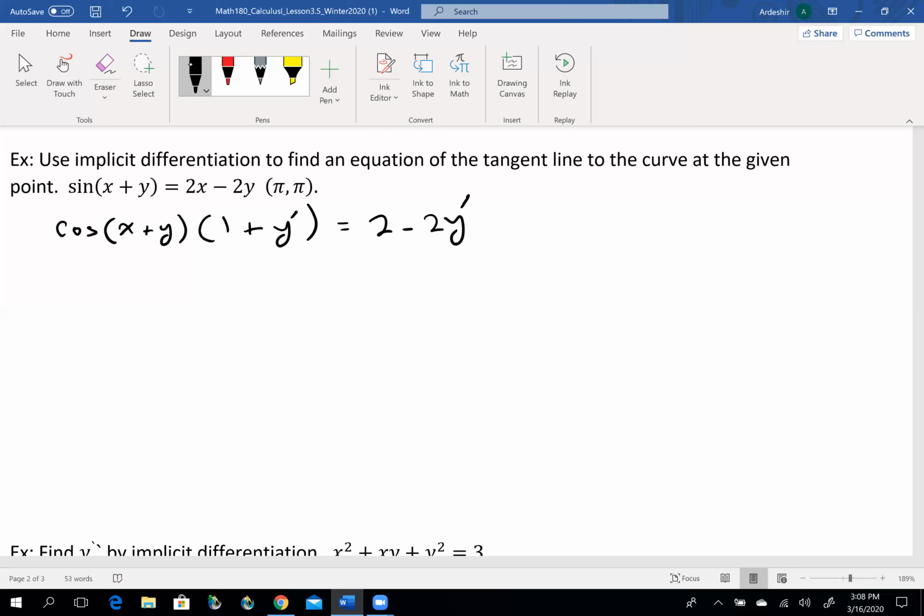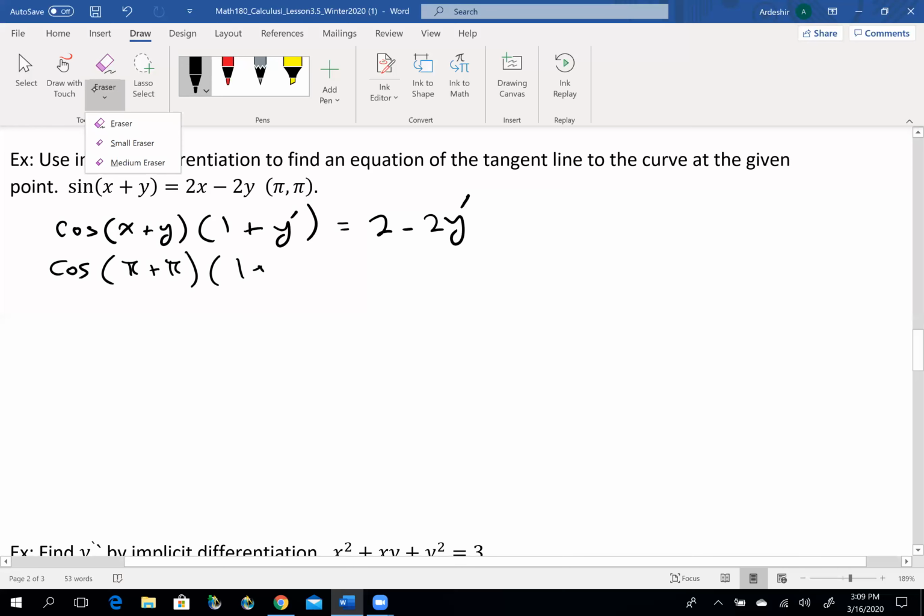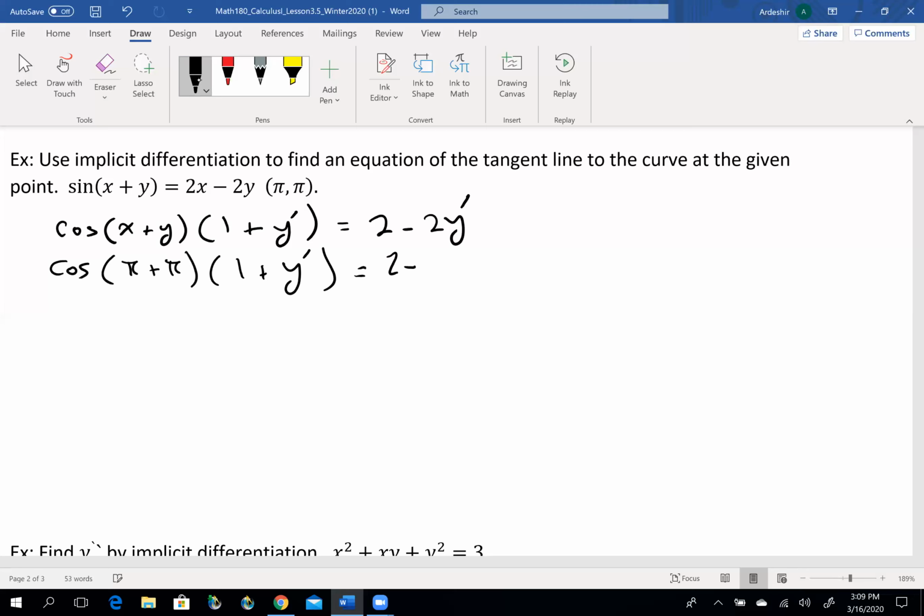And then now let's plug it in. So you see that my interval, so x is pi and y is pi, so I'm going to replace it. So it's going to be cosine of pi plus pi, and then times 1. Let me erase this. 1 plus y prime equal to 2 minus 2y prime. So pi plus pi is 2 pi. So it's going to be cosine of 2 pi times 1 plus y prime equal to 2 minus 2y prime.